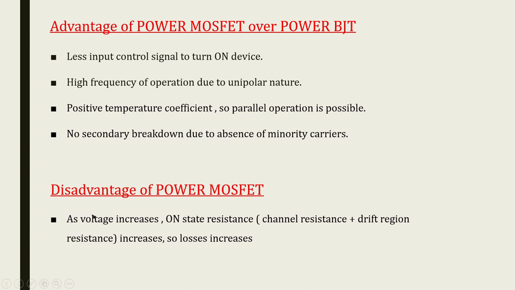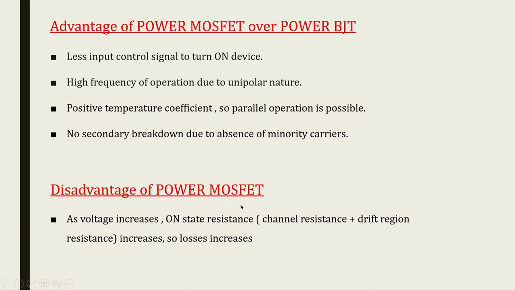And one major disadvantage in case of power MOSFET is, as the gate voltage increases, the on state resistance will be increasing. This on state resistance will be due to two factors. One is channel resistance, a channel will be formed there, because of that one resistance will be there, and another one is drift region resistance. So as the gate voltage increases, on state resistance will be increasing in case of power MOSFET. So ultimately power loss will also increase. That is a major disadvantage in power MOSFET.